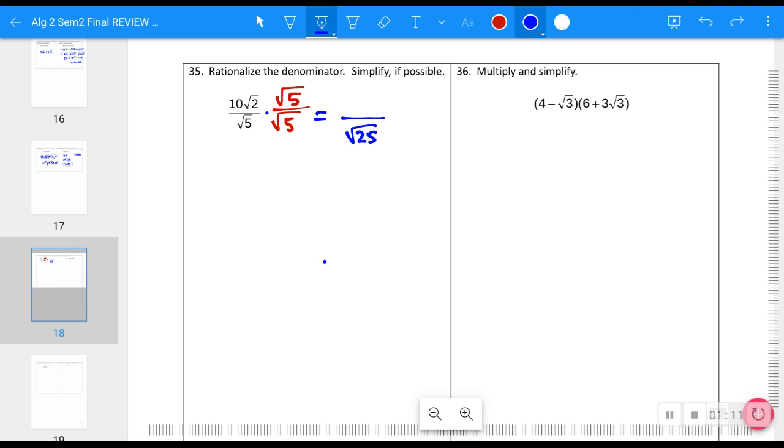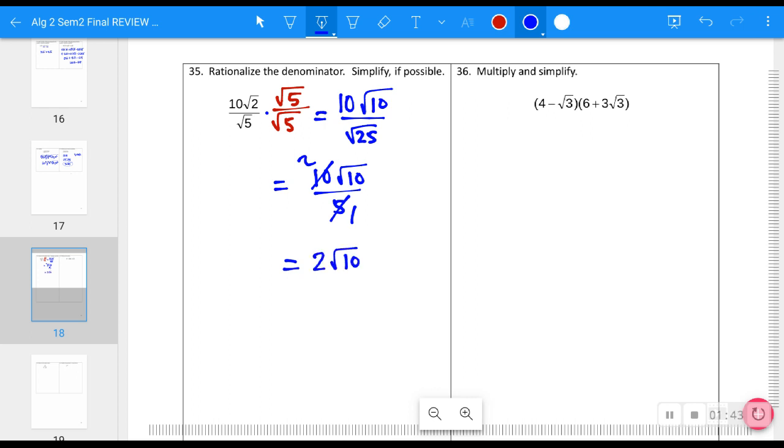Okay, across the top, we have our 10 on the outside, and then the square root of 2 times the square root of 5 gives square root of 10. And now we finish this out. The top remains the same, but the bottom becomes just 5. That's because the square root of 25 is just 5. And then we cancel these outside numbers here, and we get a 2 there and a 1 there. So our final answer is 2 root 10.